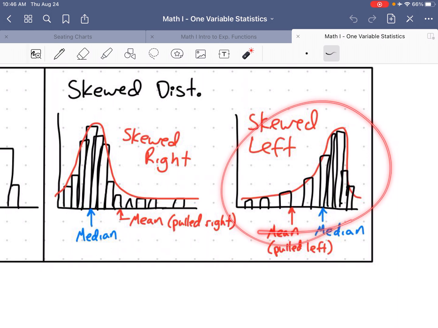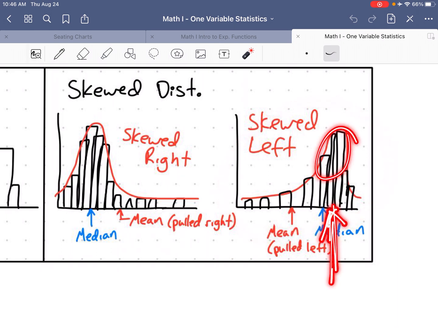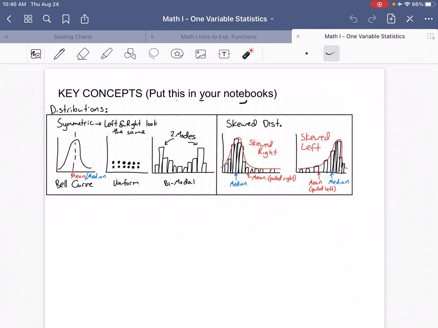When it's skewed left, just like the one we looked at, the median is still going to be pretty close to the middle. It might not be perfectly right there. It might move a little bit, but not nearly as much as the mean. The mean will always move more than the median in a skewed data set.